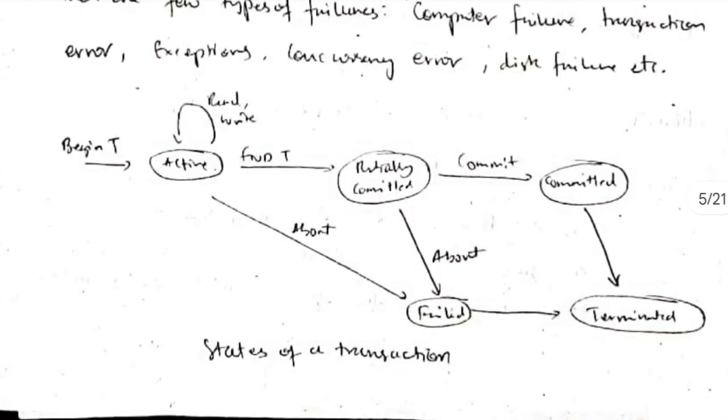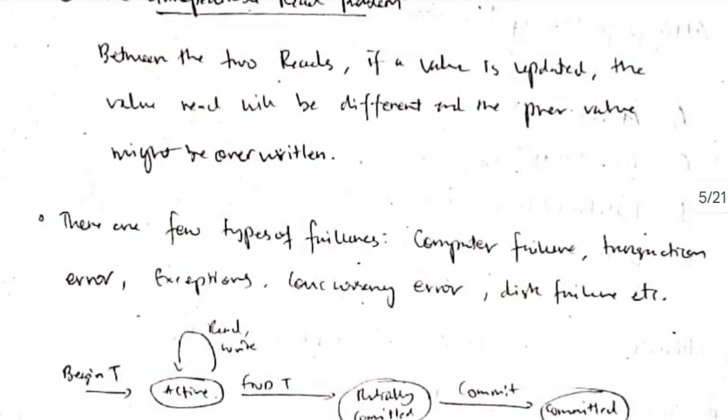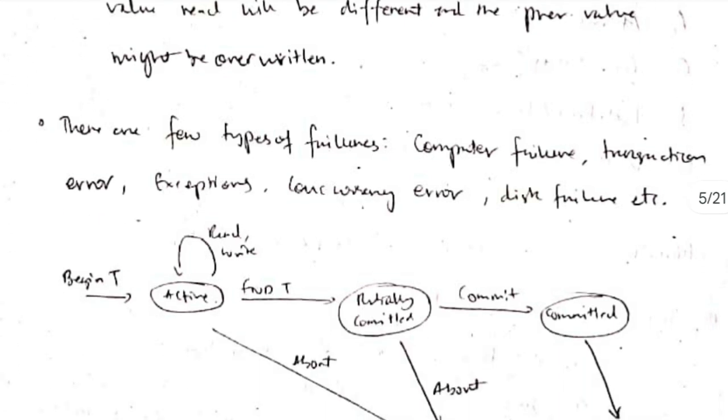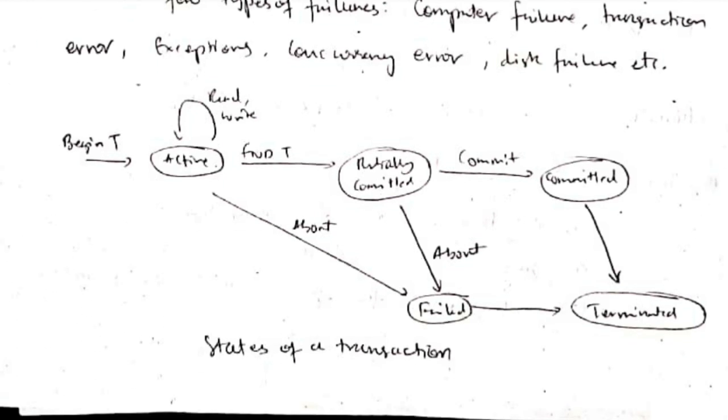Okay, what are the states of transactions? Also there can be other ways of failures, like computer failure, transaction error, exceptions, concurrency error, and disk failure. So these are just some of them. There will be many others also. So if they ask you to draw the states of the transaction, you have to draw this diagram.